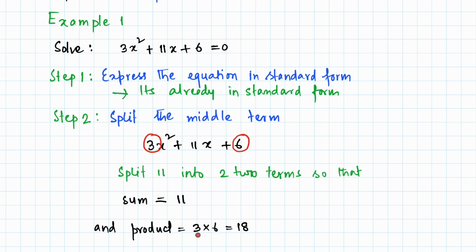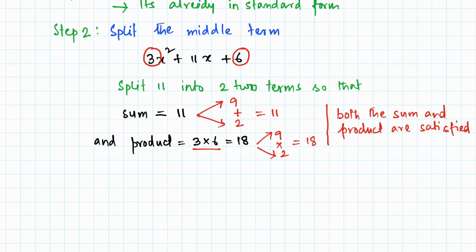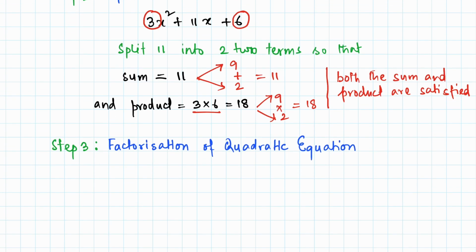So how can we split it? 11 can be split into two numbers, say 9 and 2. So 9 plus 2 is 11, and if I multiply 9 times 2, it will give me 18. So it is satisfying both the sum and product. Then step number 3, we can factorize the given quadratic equation as follows.